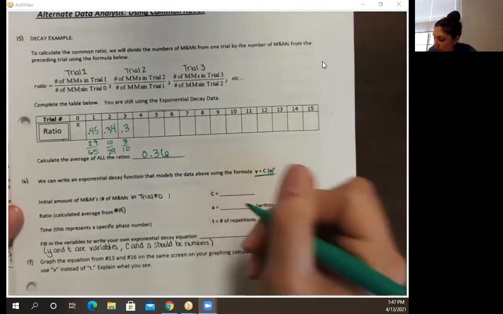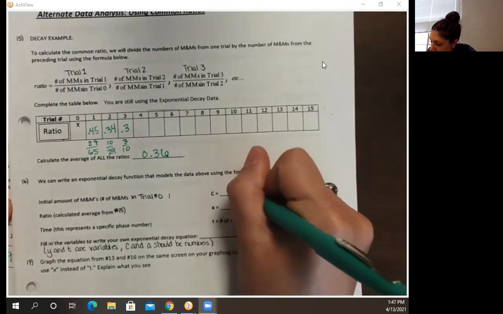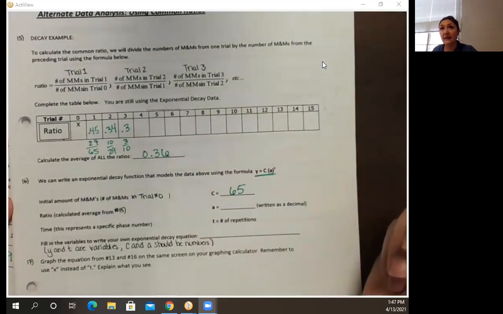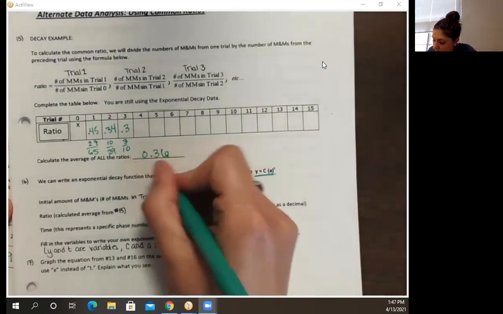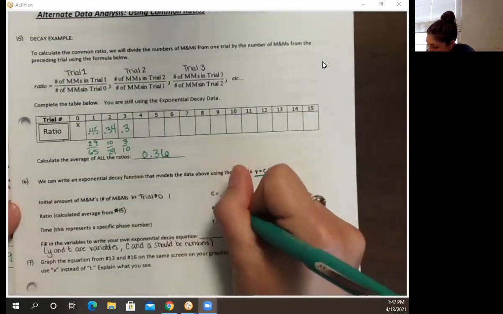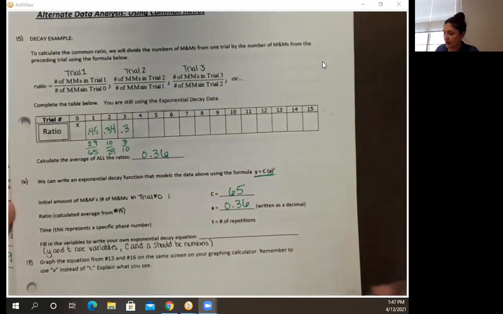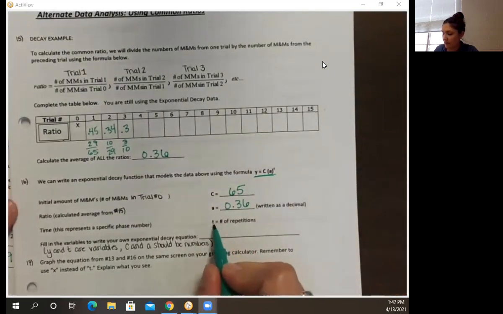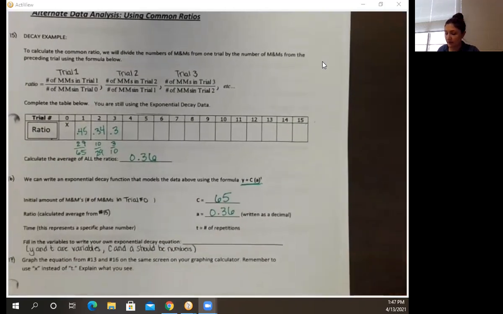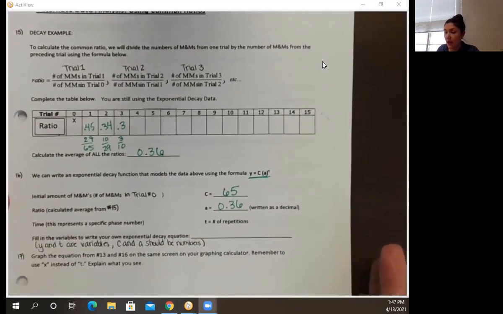So again, I'm going to ask you to write a formula here using this other option that we have. Remember, C, our initial amount of M&Ms for that decay experiment was 65. And our average for those ratios was 0.36. Okay, so write your function. And again, remember, you're going to leave t because that will allow us to calculate this for any number of repetitions.